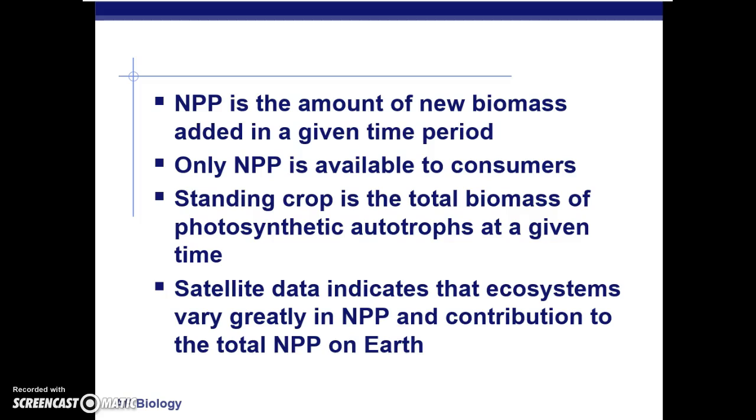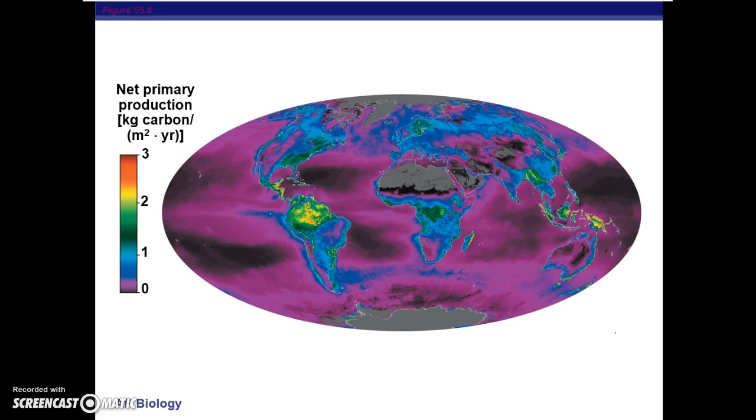So if you were to mass all of the producers in a given area, that would give you a standing crop number. And what they do is estimate this using satellites. And what they have found is that ecosystems vary greatly in their net primary production and their contribution to the total net primary production of the Earth. This is a picture showing some of that satellite data. So you can see net primary production, or NPP. In this case, it's biomass. It's kilograms of carbon per meter square per year.